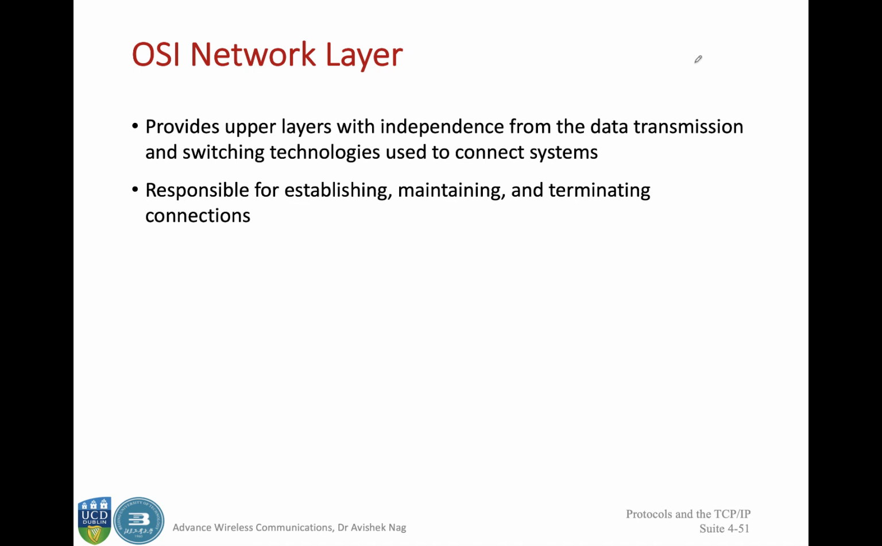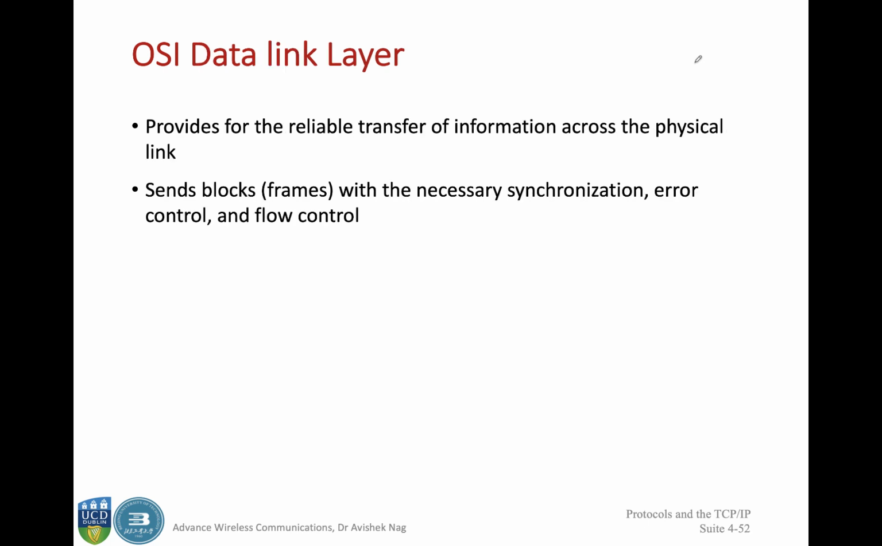Then comes the network layer. This provides the upper layers with independence from the data transmission and switching technologies used to connect systems. This is also responsible for establishing, maintaining, and terminating connections. Then comes the data link layer, which provides for the reliable transfer of information across the physical link.